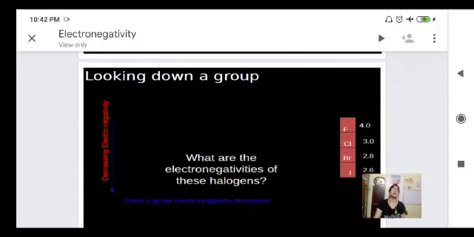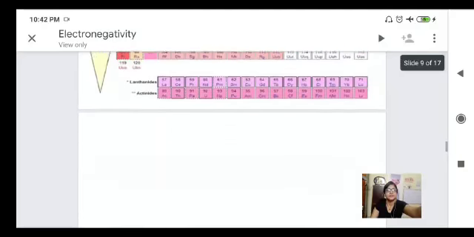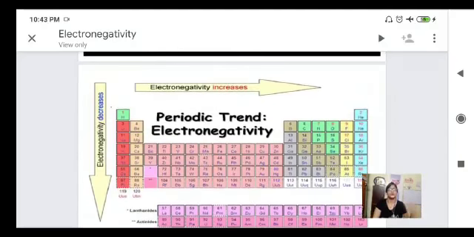Looking down a group, it decreases from top to bottom. That is, it increases from bottom to top, and that is why cesium is the least electronegative element. This is the trend. What we have discussed right now has been depicted like this: electronegativity increases from left to right and decreases from top to bottom.